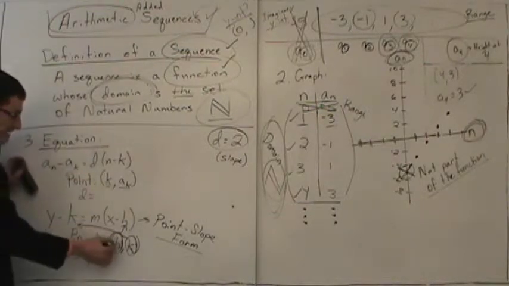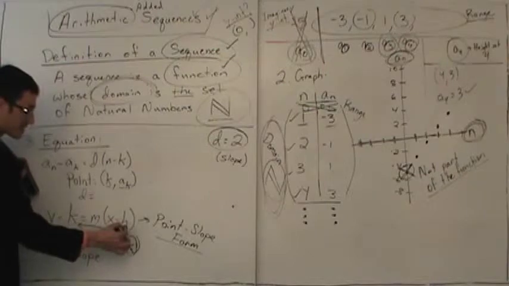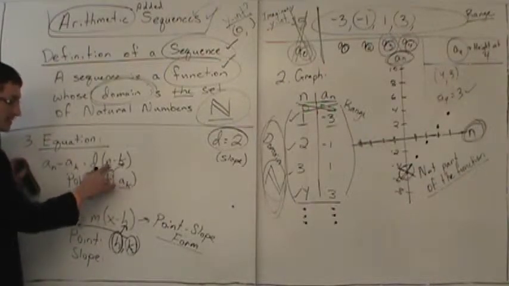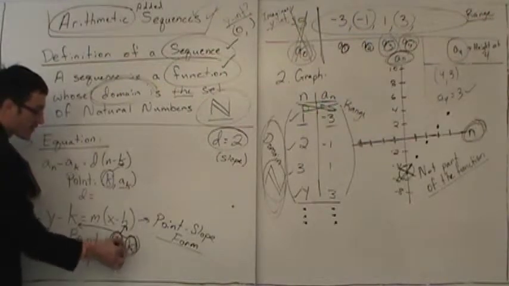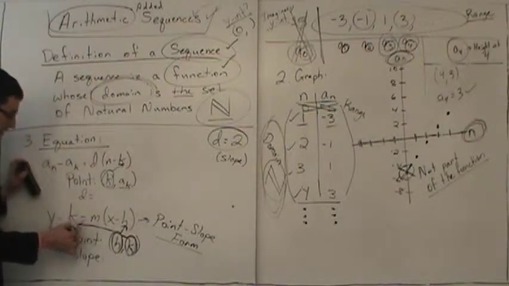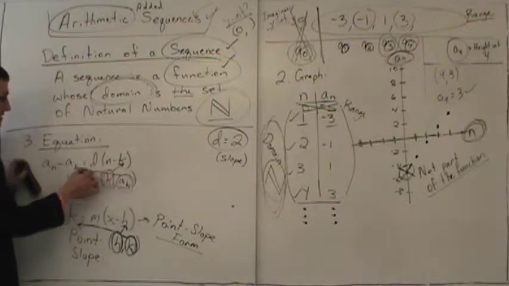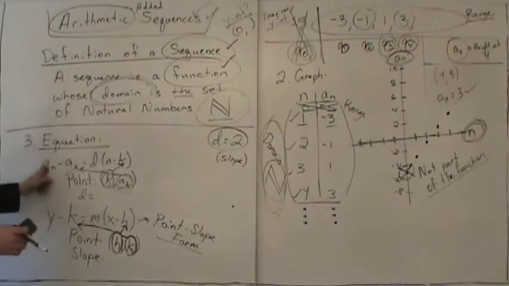Also I want you to notice h was the value that went next to x. Notice that k is the value that goes next to x, or n. And our k value, or our y value, went next to y. It was the opposite. Our y value, a sub k, goes next to the y variable, a sub n.